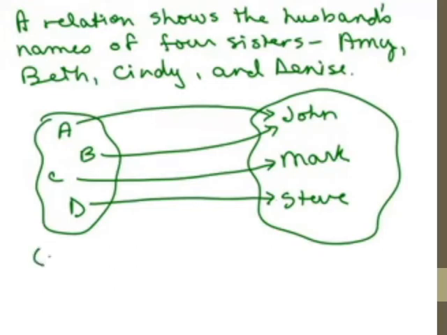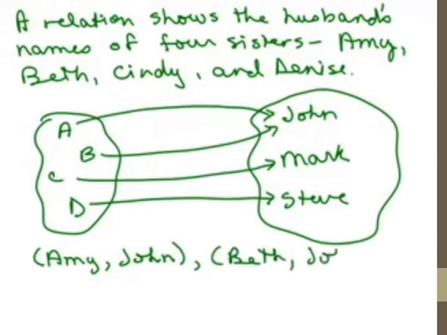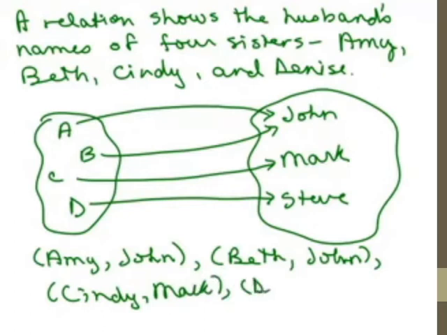Now, you could also write them as ordered pairs. Amy, John. Beth, John. Cindy, Mark. And Denise, Steve. You could write them as ordered pairs, it's just that they don't have any numbers in them.